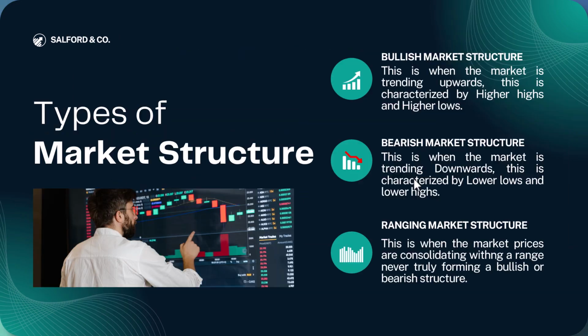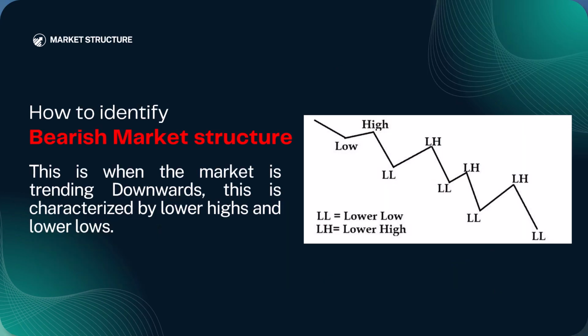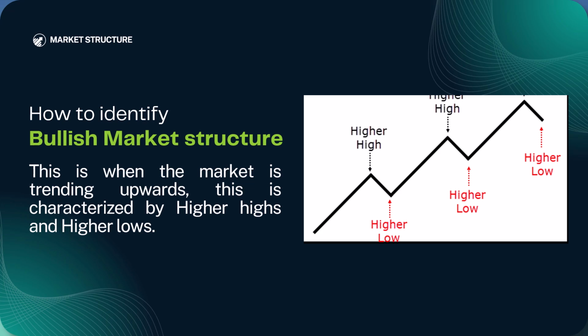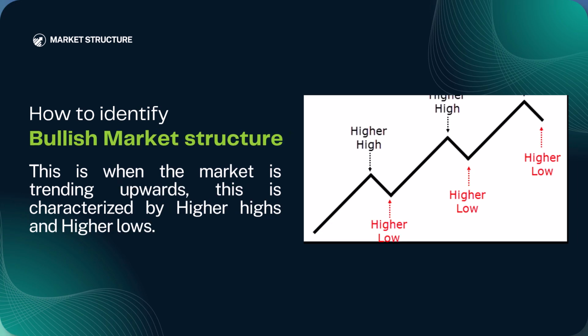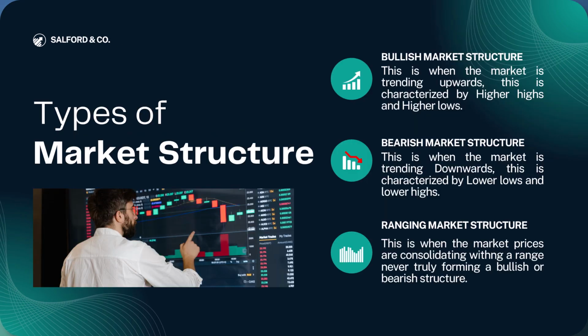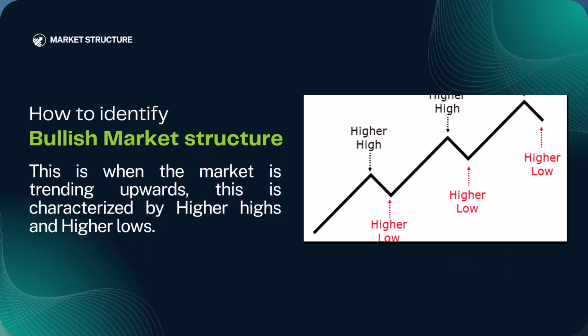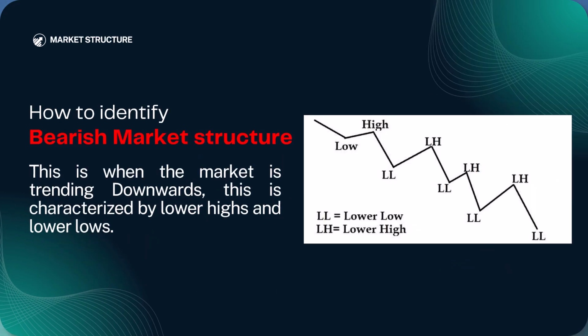Now, a ranging market structure is when the market prices are consolidating within a range and never truly forming a bullish or bearish structure. We mentioned that for a bullish market structure, we want to see higher highs and higher lows, and for a bearish market structure, we want to see lower lows and lower highs. But when price is not visibly forming any higher high, higher low, or lower highs and lower low, then we can classify that as a ranging market structure, right? Because the market is not trending upwards, nor is it trending downwards. So that is a ranging market.